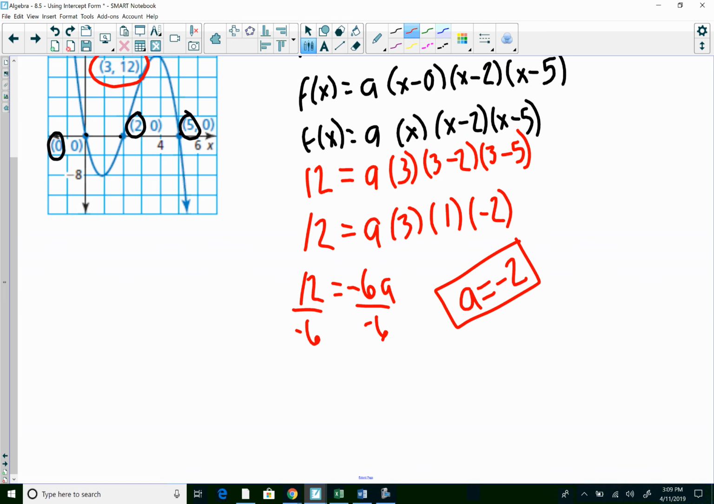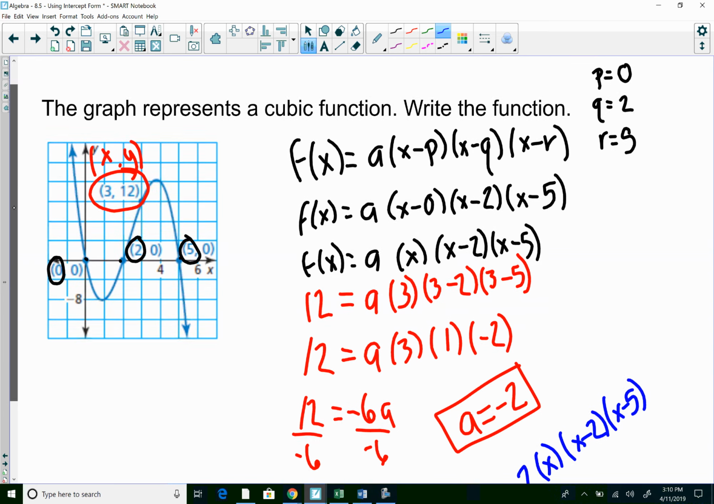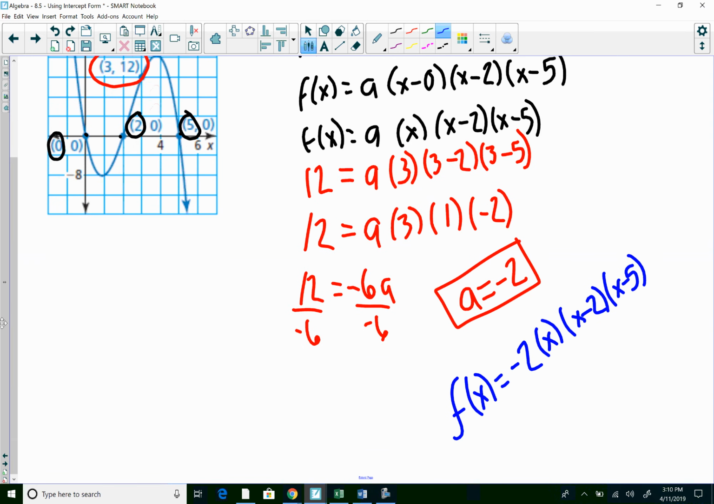All right, now we're able to put all of the pieces together. So here's our new function. So we've got f of x. Your a value is -2. And then you will be able to do x, and then we can do x minus 2. And then we can do x minus 5.